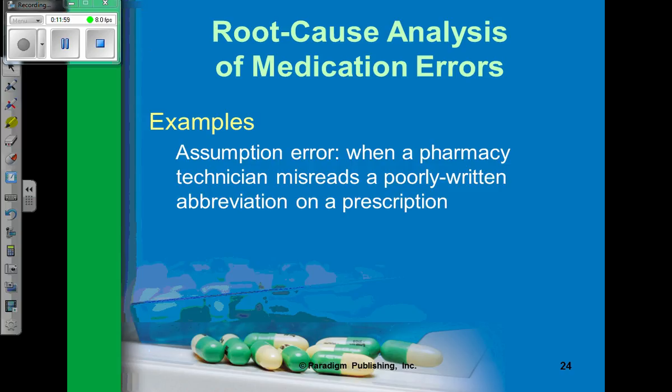Some examples of your assumption errors is when a pharmacy technician misreads a poorly written abbreviation on a prescription. Sometimes if they write QID, which reads 4 times a day, they may have the I so close to the D and it might be sloppy. You might just read it as QD, as every day. So you do want to make sure that if you are unsure of what the doctor has written or the nurse has written, you need to double check with the pharmacist, and then sometimes the pharmacist has to double check with the doctor.